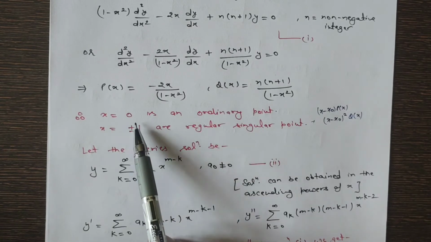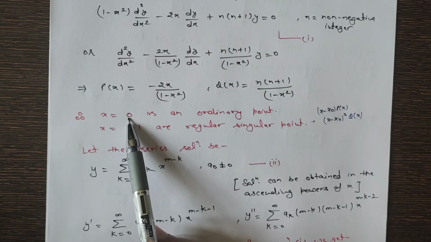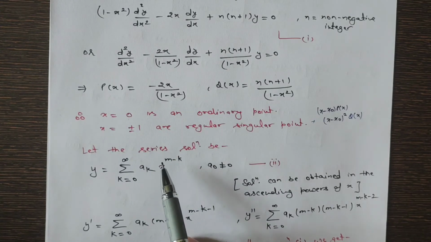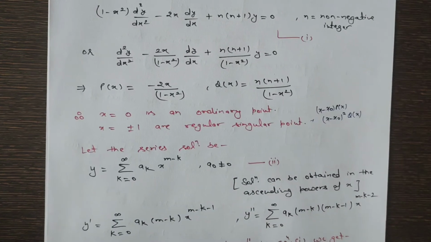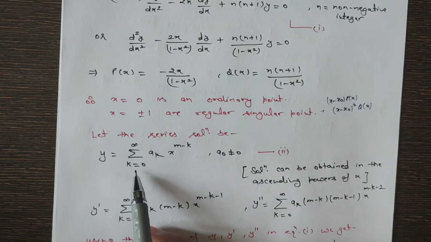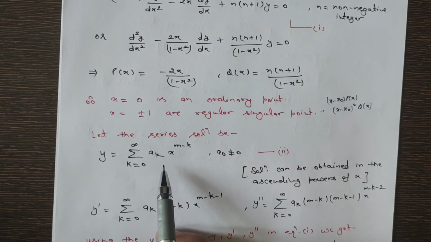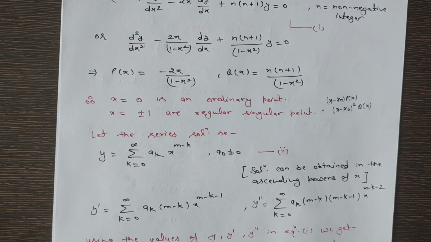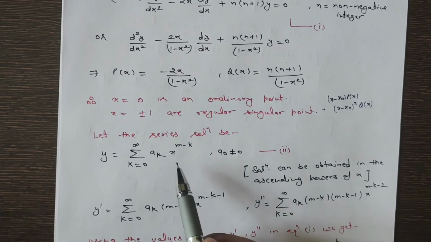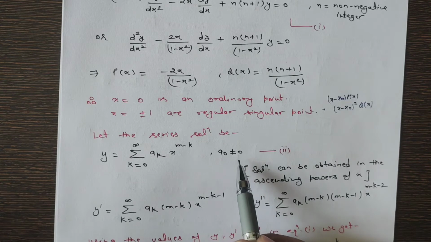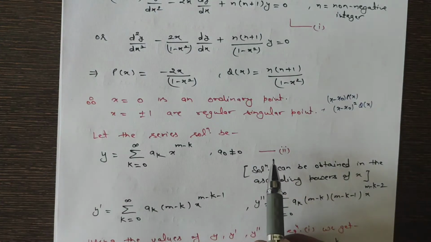Here we are using the ordinary point x equals 0 to solve this differential equation in terms of power series, and using the Frobenius method, the solution will be of this form: y is the summation over k going from 0 to infinity of a_k x raised to power m minus k. We can also have the solution in terms of ascending power series, but here we have considered the solution in descending powers. Clear? With the initial assumption that a naught must be non-zero. So this is our equation second.